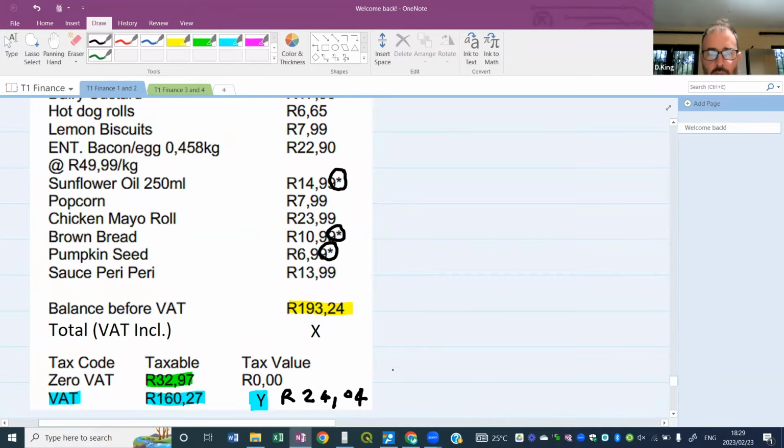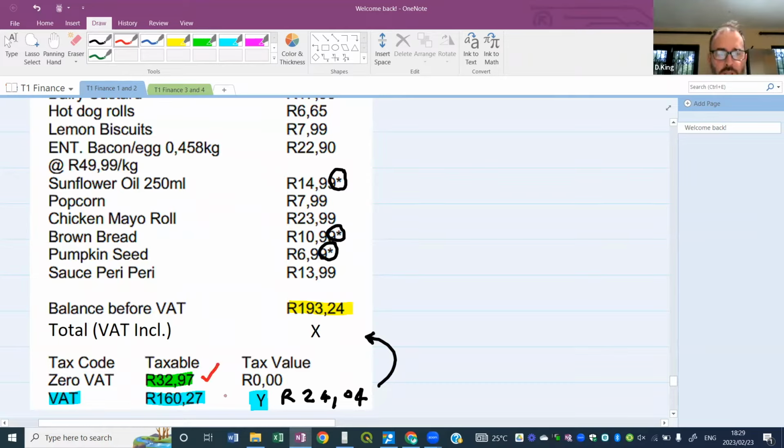Now, what I want you to do is tell me there's a value here that I need to work out. It's this one here, X. I need to know what X is. Now, X is the total that you are going to pay this shop. Let's think about it. So we are paying the 32 Rand 97. Those are the items that we don't have to pay VAT for.